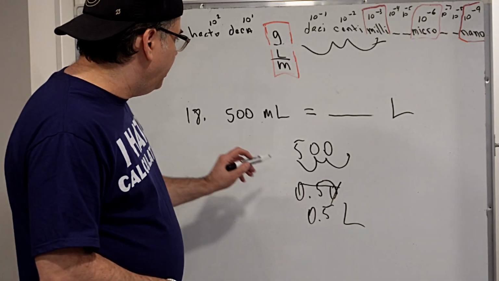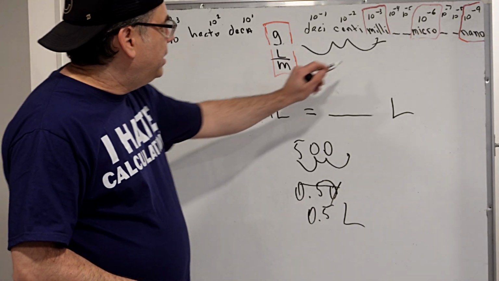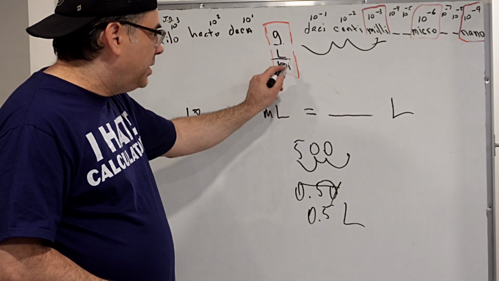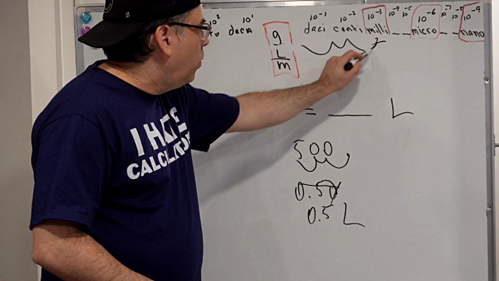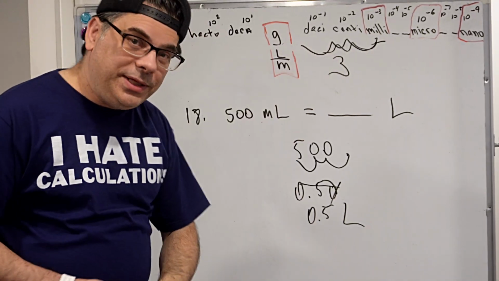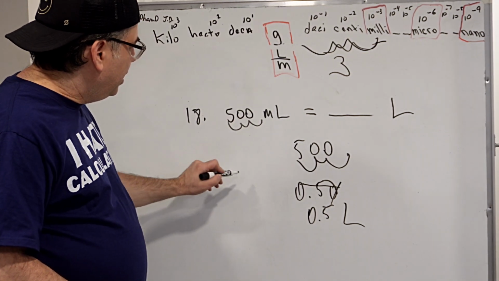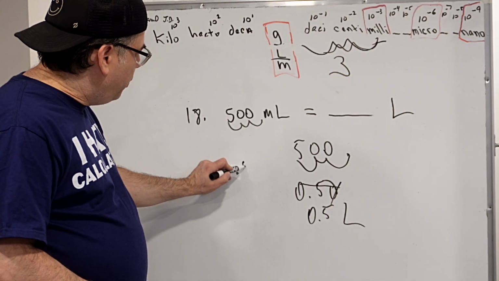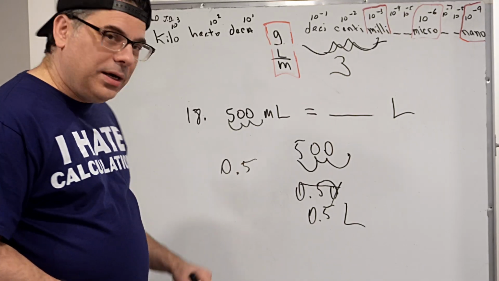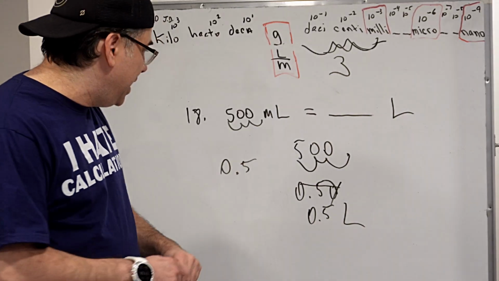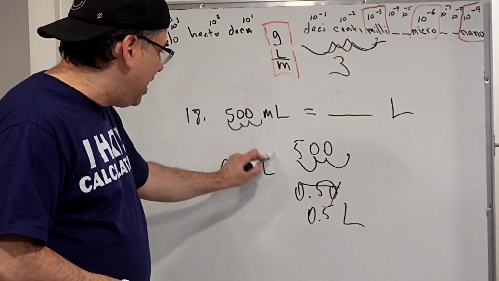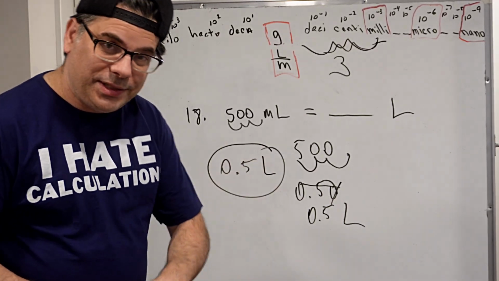So again, all you're doing is milli is over here, liters is over here. So we're going 1, 2, 3, 3 to the left. Let me just show you on here. 1, 2, 3. So it's 0.5, but you want to put a leading zero, so this way mistakes don't happen. So that's why it's 0.5 liters.